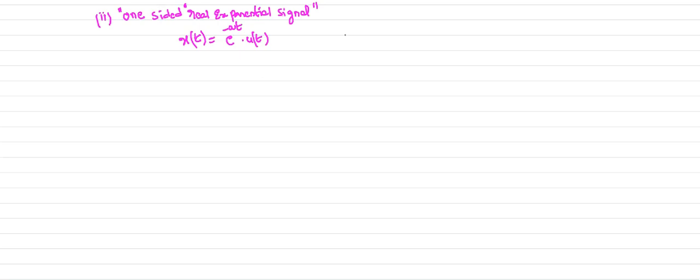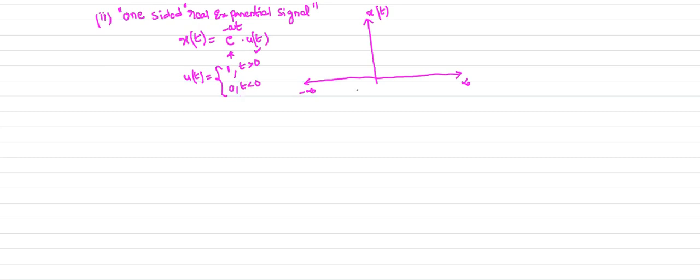If you plot the graph of this x of t, you can realize why we call this the one-sided real exponential signal. This is the time axis, from minus infinity to infinity, and this is your x of t. Now you multiply your e power minus at by u of t. What is u of t? This is the unit step function. How can you define this u of t? u of t is 1 for time t greater than 0, and it is 0 for time t less than 0.